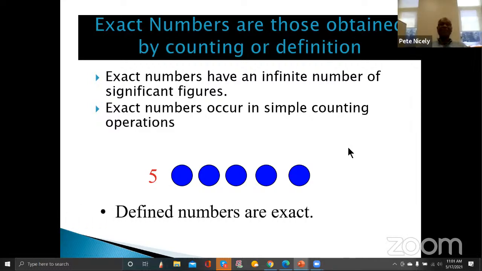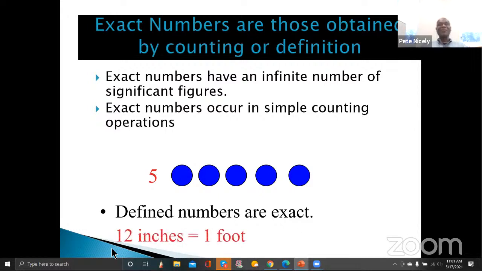And I mentioned this example in terms of defined numbers. These are also exact. And the example I gave was a relationship between the meter unit and the centimeter unit. Here's another example, the relationship between the inch unit and the foot unit.